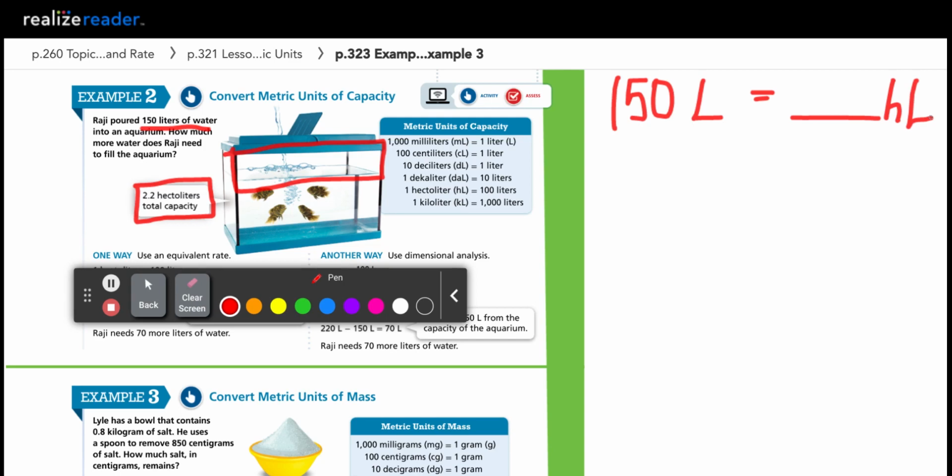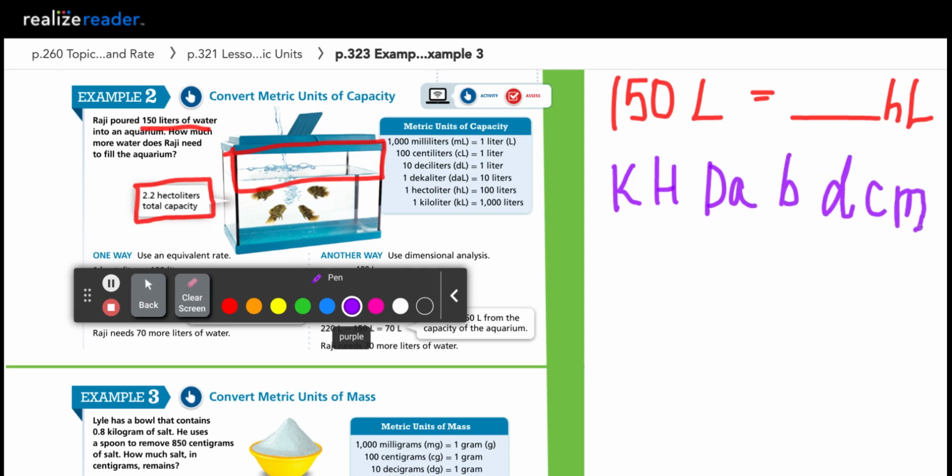So I'm going to look at my metric phrase here. King Henry doesn't bake donuts Christmas morning. That's just what I remember. I learned it when I was your age, and that's what stuck with me. If you have another phrase that works for you, use it. Whatever phrase you know and you'll remember, we want you to use. So we're starting at the base, we're starting at the liters. And where do we have to convert to? We're going to have to convert to hectoliters. Okay, where's H? Here it is.